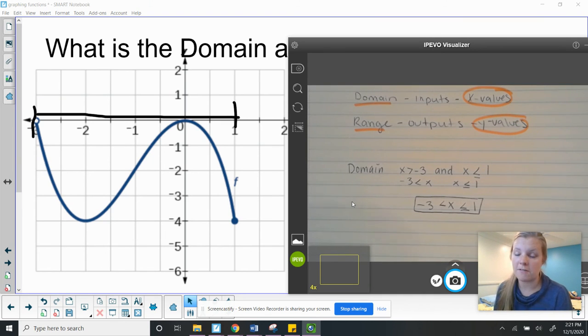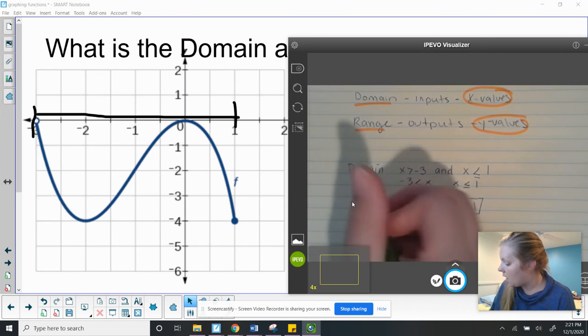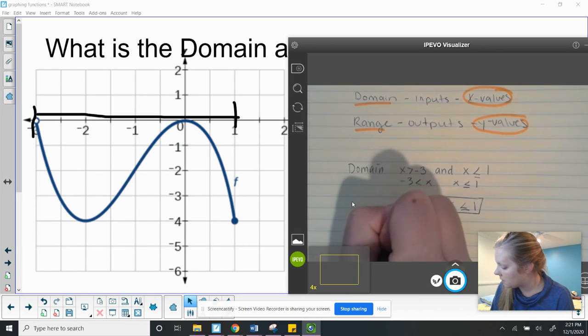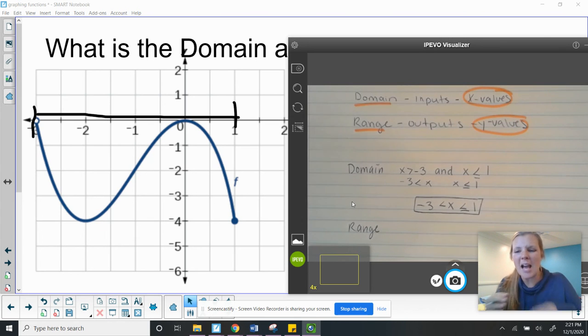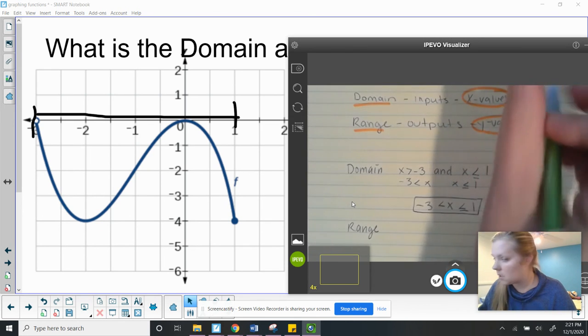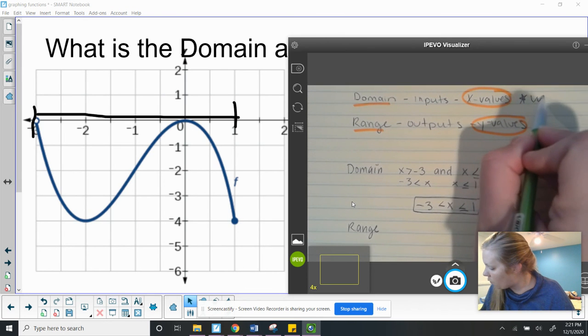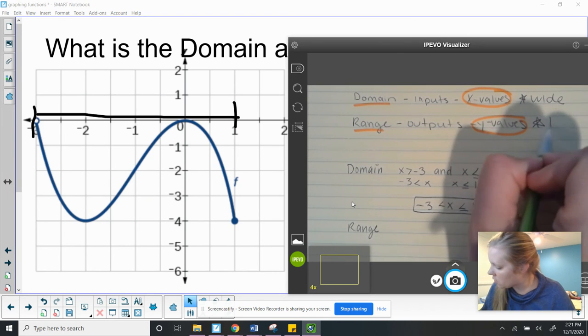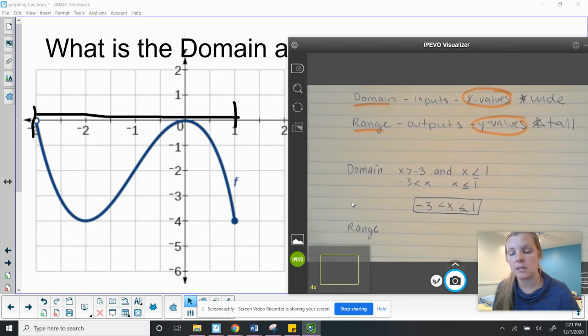Continuous functions are hard to find the domain and the range. The range then, remember, is the y values. How tall is this function? The domain goes with how wide it is. How wide is the function? The range goes with how tall the graph is.